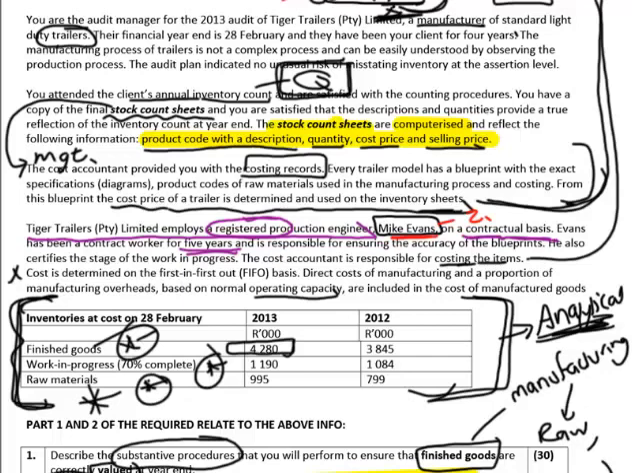And he is responsible for ensuring the accuracy of the blueprints. He also certifies the stage of the work in progress. The cost accountant is responsible for costing the items, and cost is determined on the first in, first out basis. So we already used all this information in answering part 1 of our question. Part 2 is now specific when it comes to Mike.